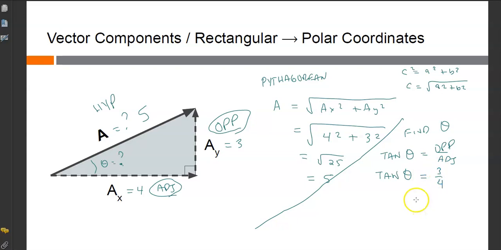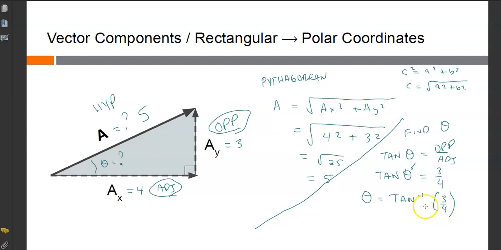Like so. But I got to get this guy by himself. So we do this funny little thing here where we slip tangent to the other side and put a mark to say it was over there and now it's over here. It looks like this. Theta equals the arctangent of 3 over 4. Okay?